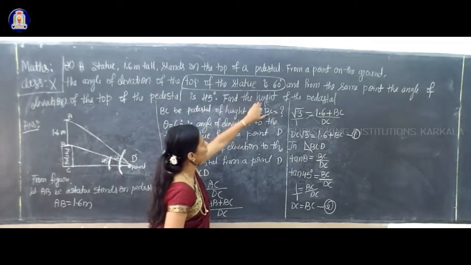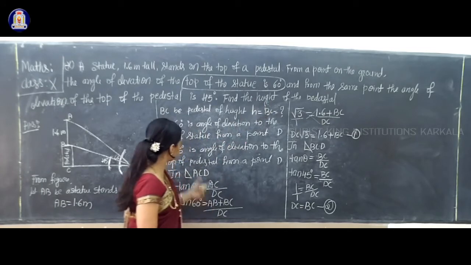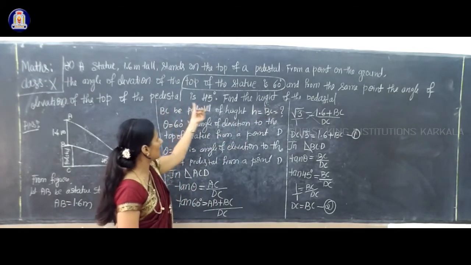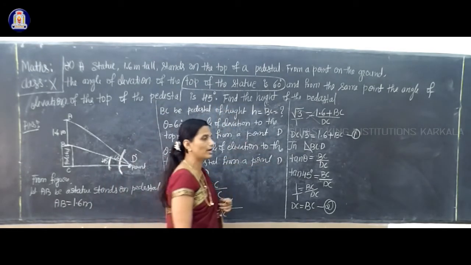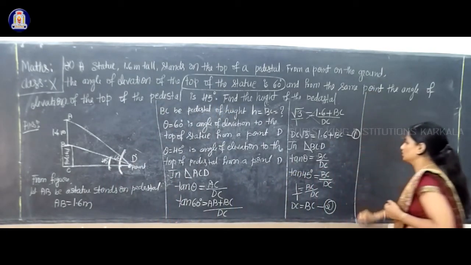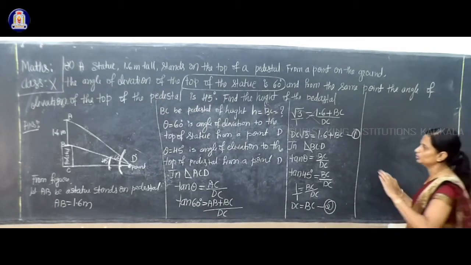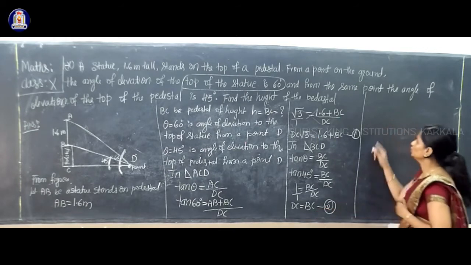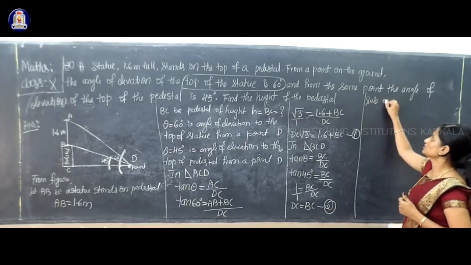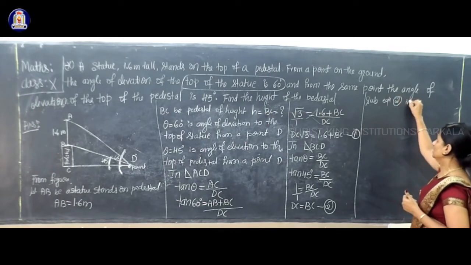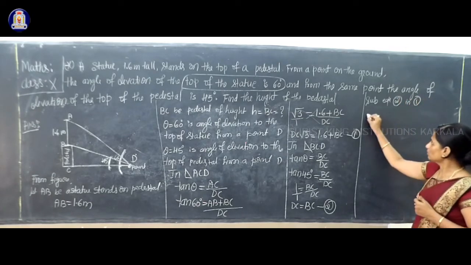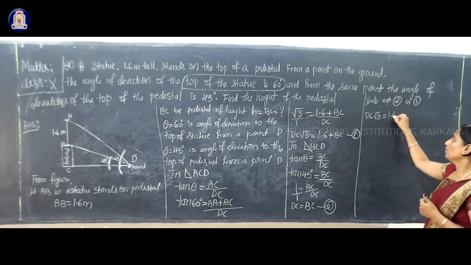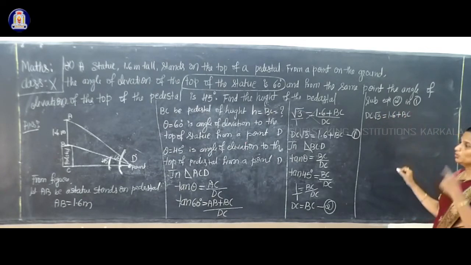Now simplify 1 and 2 to get the height of the pedestal. Height of the pedestal means which notation we took? We took BC as the height of the pedestal. So that means what to find? I need BC is equal to. How to get BC? Substitute equation number 2 in equation number 1. So equation number 1 is what? BC root 3 is equal to 1.6 plus BC.